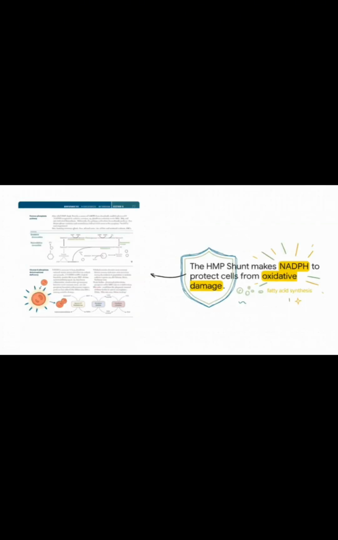It's all about making NADPH. And please, whatever you do, don't mix it up with NADH. They are not the same. NADPH is the cell's source of reducing power. It's used for things like building fatty acids. But, and this is huge for the boards, it's absolutely essential for protecting our cells, especially red blood cells, from oxidative damage. The rate-limiting enzyme you have to know is glucose-6-phosphate dehydrogenase, G6PD.